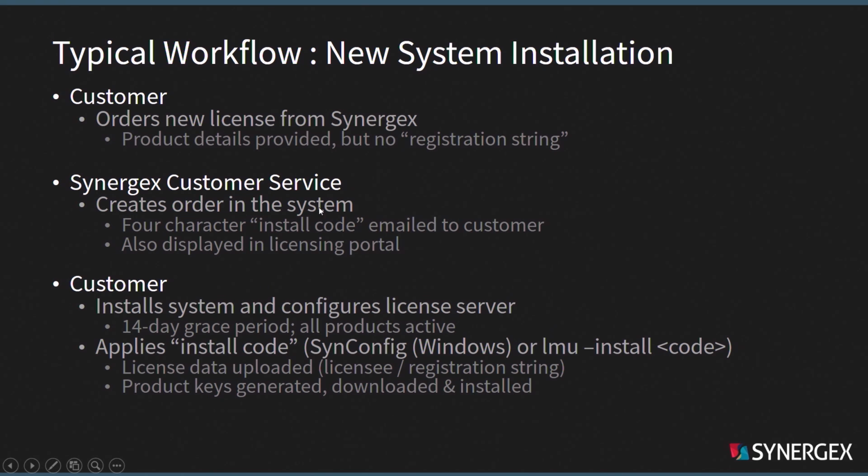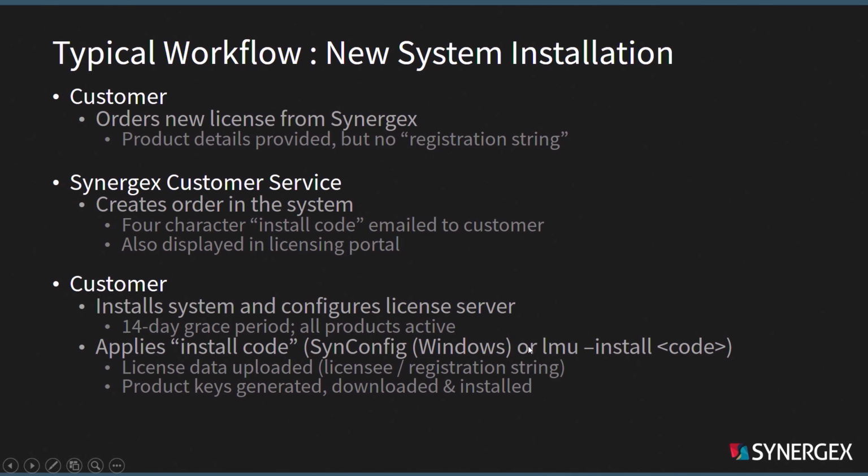Customer services then create the order in the system, and they will provide to you, I think generally through an email, a 4-digit install code. So it's like ABC9 or something like that, whatever it is. It's just 4 digits. And essentially that 4 digits is all you need to activate the system and get the keys downloaded and installed. That's it. It's the end of the process.